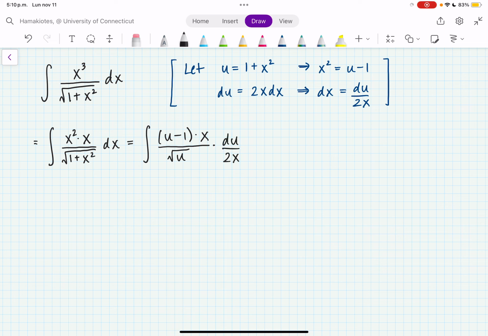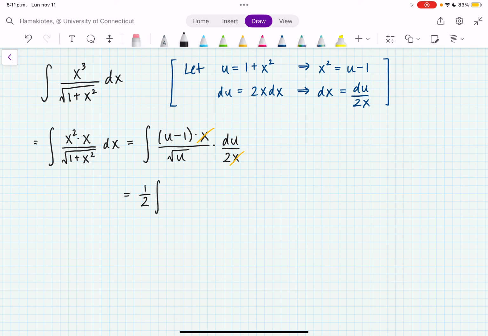Now I can see that the x in the numerator is going to cancel out with the x in the denominator, and this 2 under du is actually, we're multiplying by 1/2, which is a constant, and that can come out of the integral. So just to clean up what we have so far, taking out the 1/2, we have the integral of u minus 1 over the square root of u du.